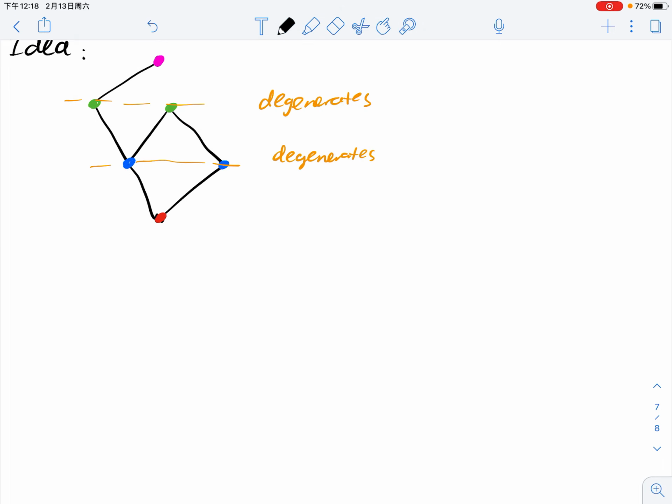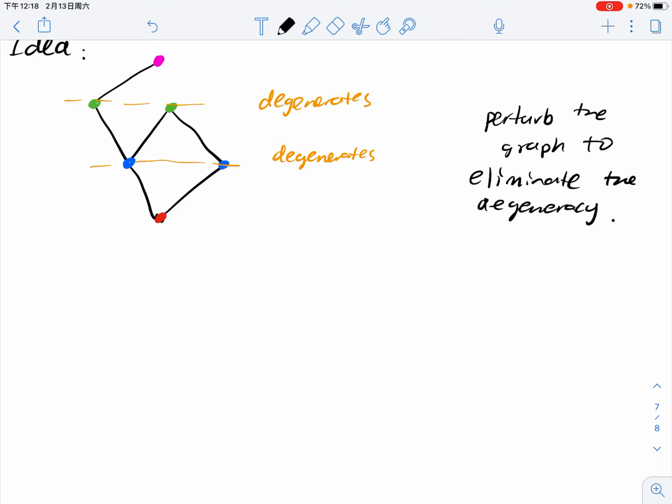So the idea is to perturb the graph to eliminate the degeneracy. This is a usual idea in physics. When you have some degenerate system, don't worry, you just put in a small perturbation, add some quantity to your Hamiltonian, so that there will be no states at the same energy level. So if you perturb it, then you will have the following situation.